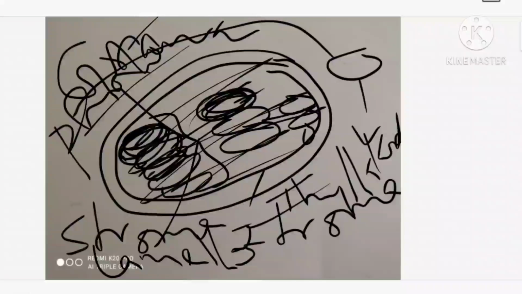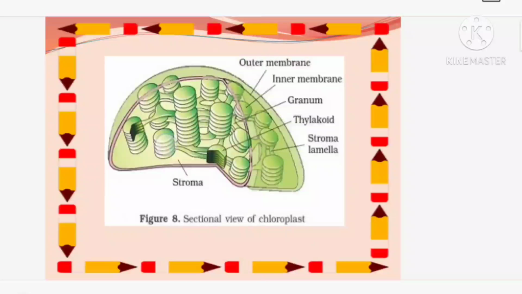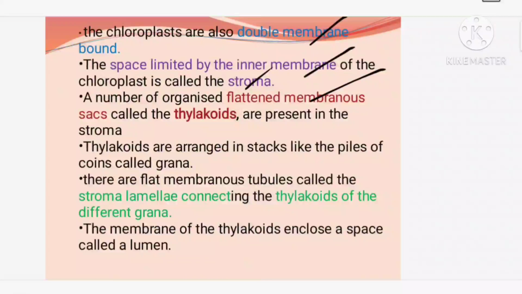If it is dark also, it's not a problem, they will take place, okay. So that is regarding the structure of the chloroplast, right. Chloroplast has a double membrane. The space limited by the inner membrane of the chloroplast, we call it as what? Stroma. Flattened membrane sacs are present. These flattened membranous sacs are called as what? Thylakoid, right. This fluid filled space we call it as the stroma. Flattened membranous sacs we call it as thylakoid.